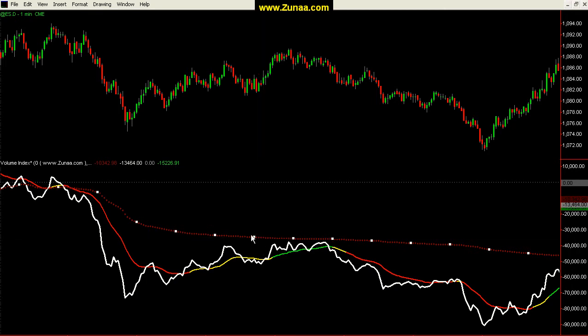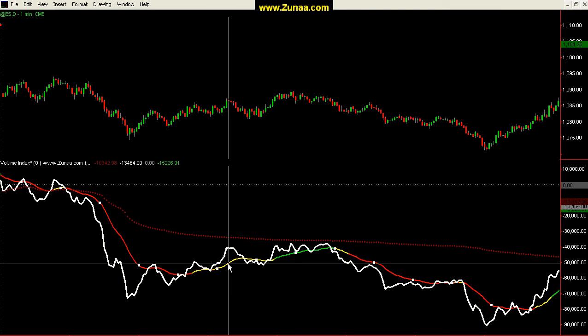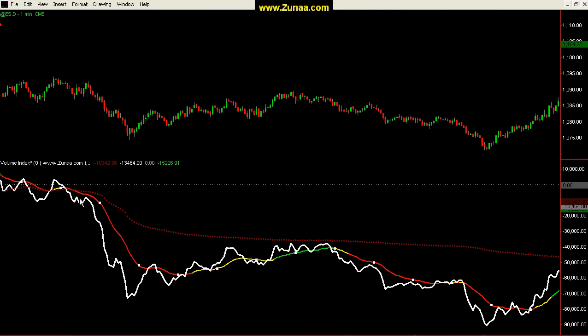There are four components. This is the volume index weight line, volume index trend line, which is this red or turns yellow or in green, and then the white line is the volume index itself.